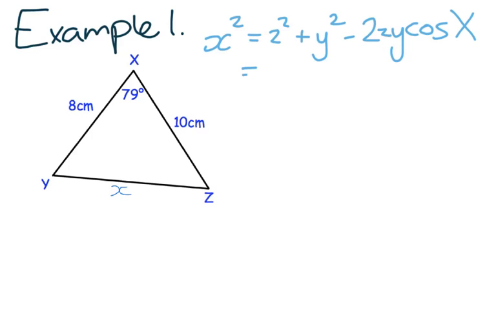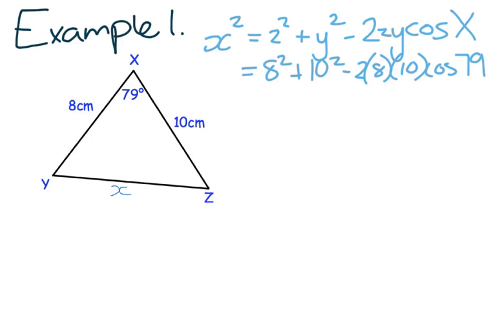And then the same as before, we just fill in what we know. We've got x squared is equal to 8 squared plus 10 squared, take 2 lots of 8 times 10 times cosine of 79. Now you'll notice here I've just used brackets instead of doing multiplication signs. It's just much neater. You can do times signs if you want to. Again, just type it into your calculator with your calculator in degrees. And that comes out to 133.4706 to 4 decimal places. Again, try not to round too much before the end.